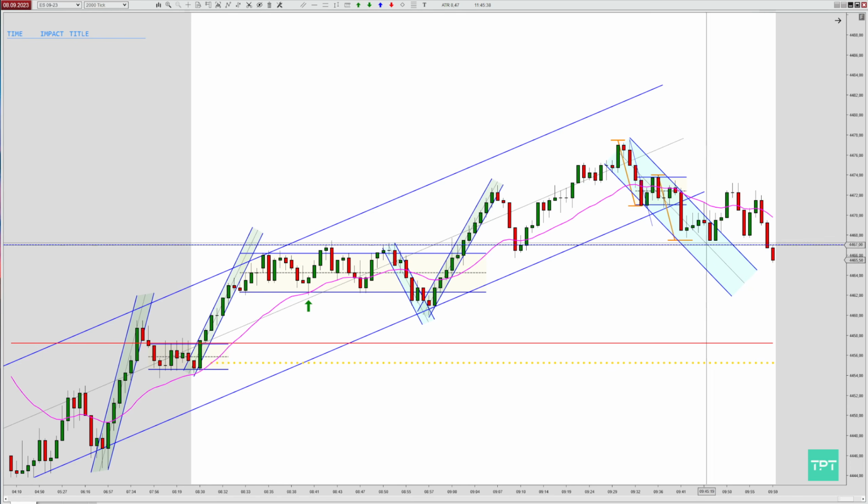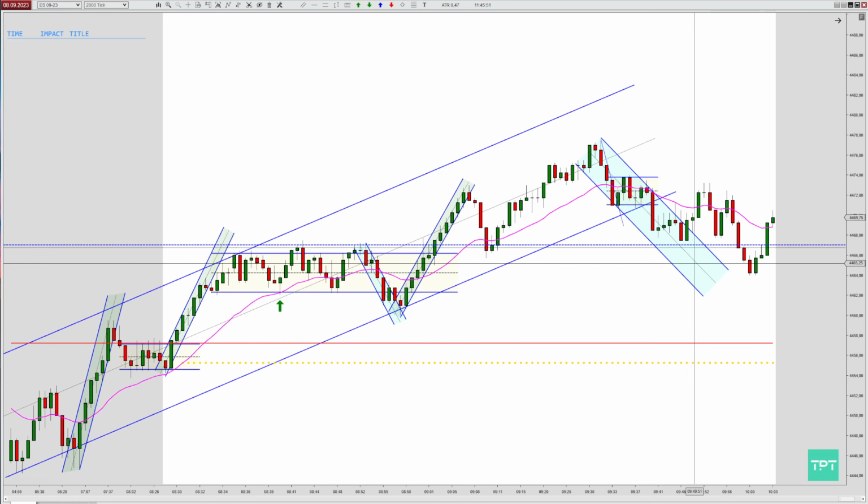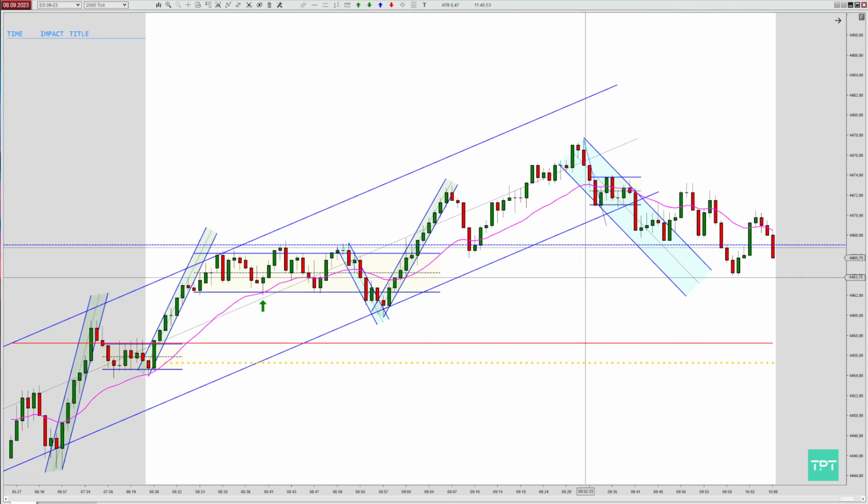No setup here. Really, this is a first entry. Then the second entry comes here. Signal bias to bad. Then we're getting our retest. So this channel here played out. And now we're going sideways a bit.